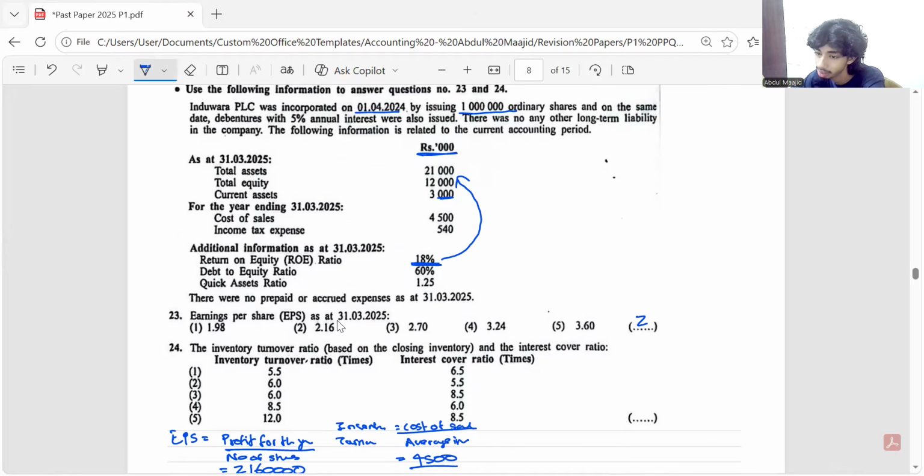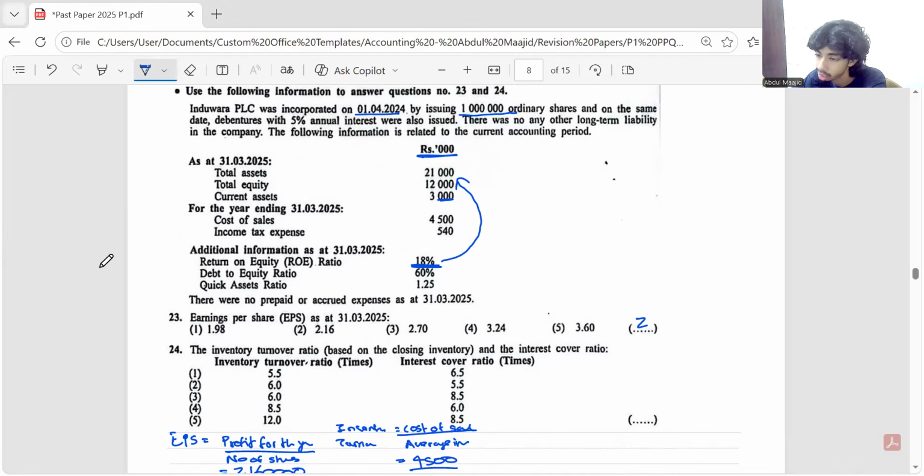To find out the average inventory, you need to find it through the current and quick ratio difference. Okay. Now then, see here, they have not given the current liability, so we'll find it. Now, asset equals equity plus liability. Total assets are 21 million. Equity is 12 million, which means your liability will be 9 million. Now, out of this, how much will be non-current liability? How much will be current liability?